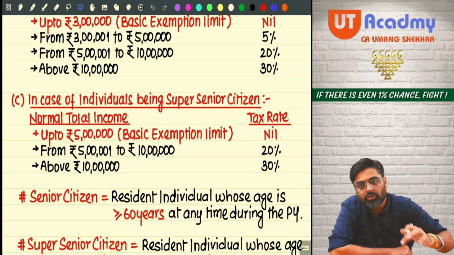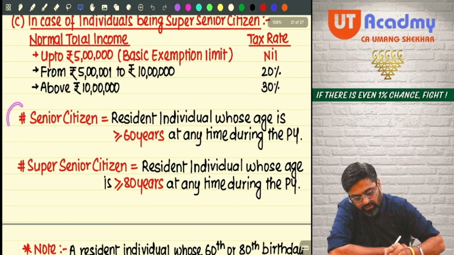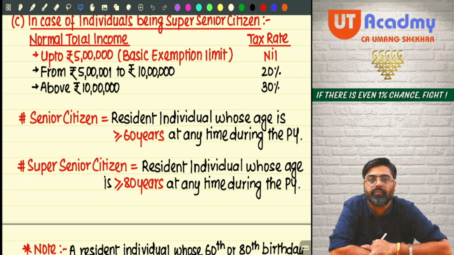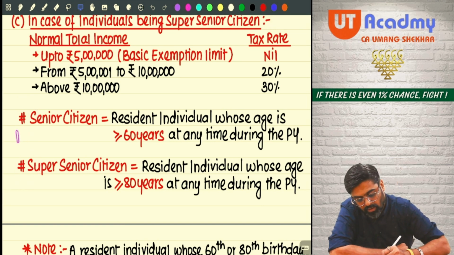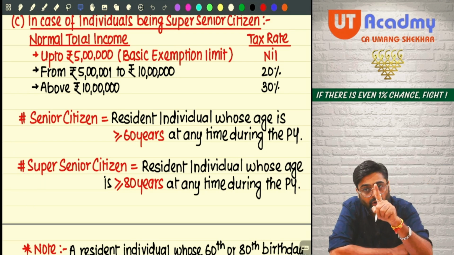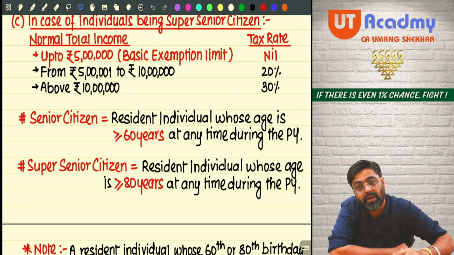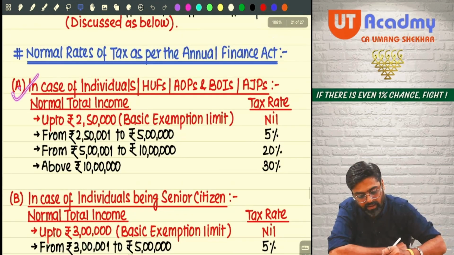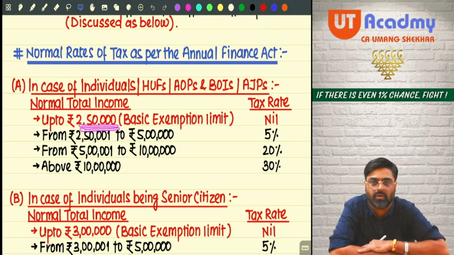Getting my point? So, who is a senior citizen? Who is a super senior citizen? See here, I have written already. This is point number A, this is point number B, and this is point number C. Any individual who is not getting covered in these two categories will be automatically covered in category A. For that individual, the limit will be 2,50,000 automatically. Getting my point? So, what if your age is 79 years? What will be your basic exemption limit?